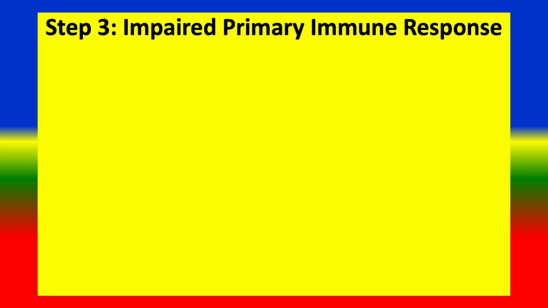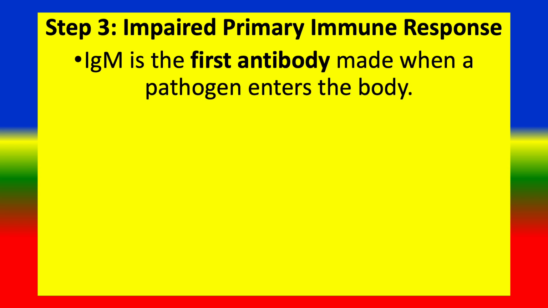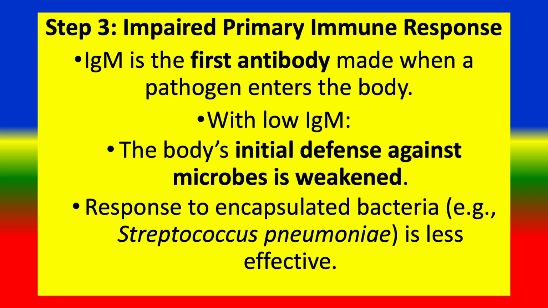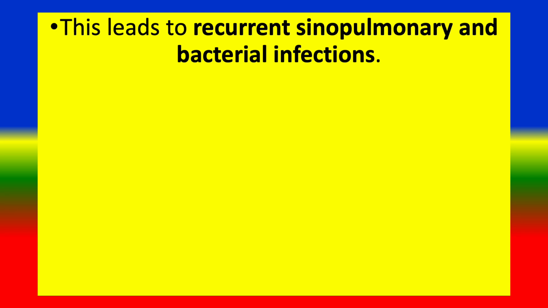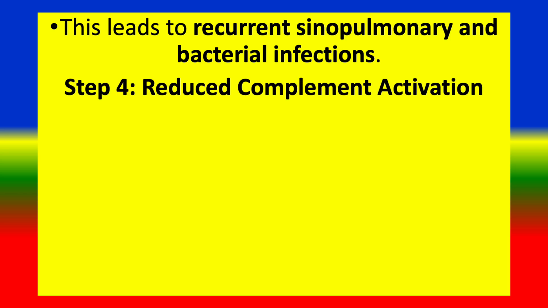Step 3. Impaired primary immune response. IgM is the first antibody made when a pathogen enters the body. With low IgM, the body's initial defense against microbes is weakened, and response to encapsulated bacteria is less effective. This leads to recurrent sinopulmonary and bacterial infections.